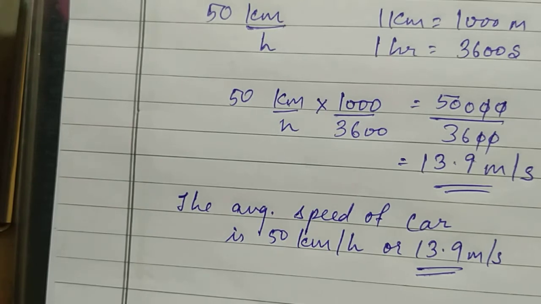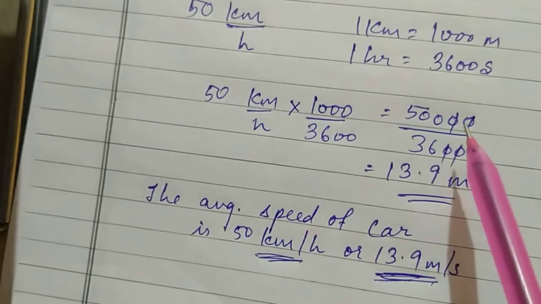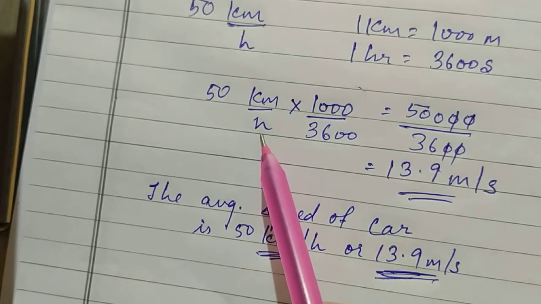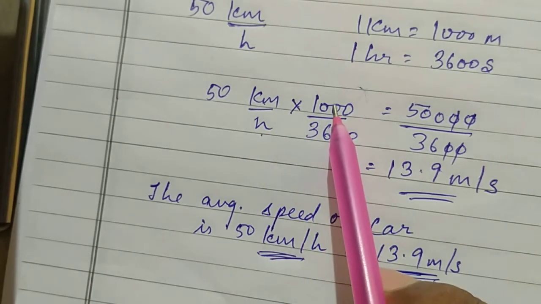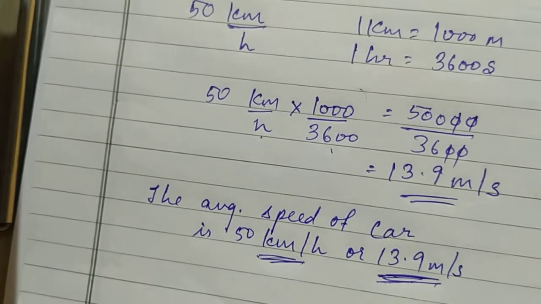If it is given in the question that you have to find out the average speed in kilometer per hour as well as in meter per second, then you have to do this conversion. ક્યારે પણ કિલોમીટર પર અવર ને કન્વર્ટ કરવું હોય, so nothing but multiplying by 1000 divided by 3600. Okay, now we'll see the next sum.